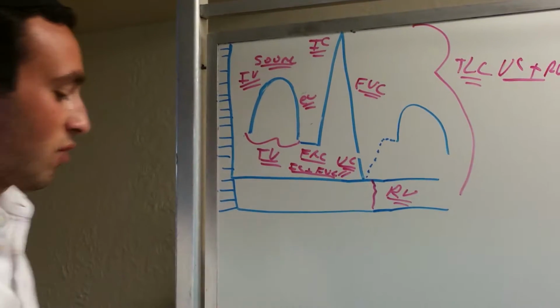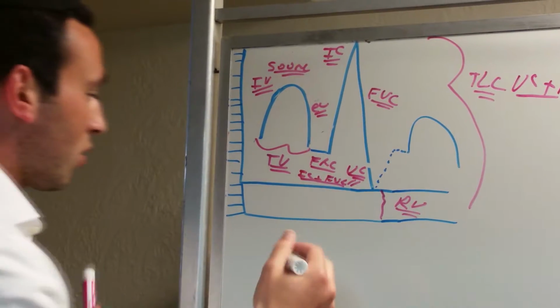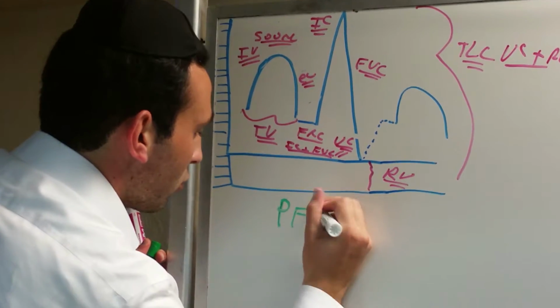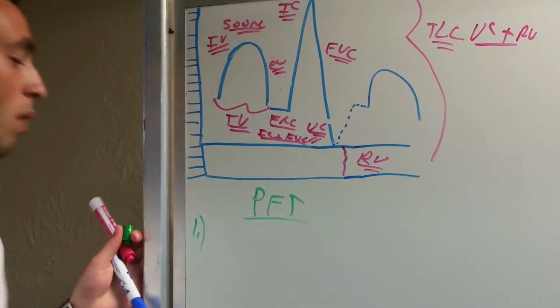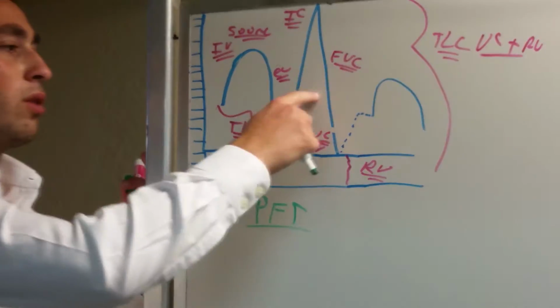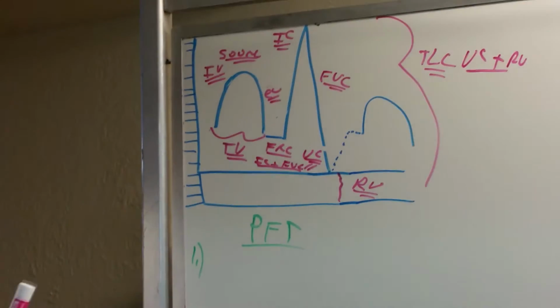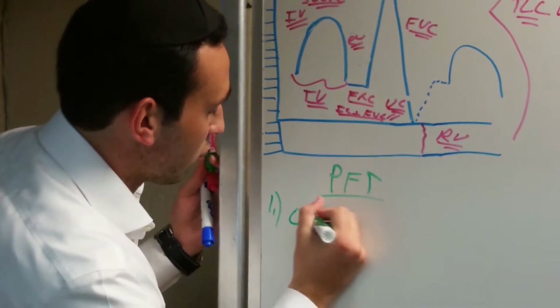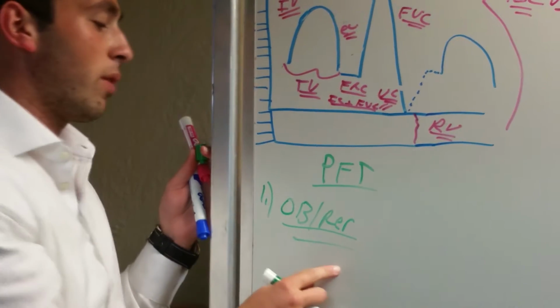Now that we understand this, we can discuss the different pulmonary function tests. First of all, you have to understand the purpose of the pulmonary function test. We do pulmonary function tests, also known as PFTs, primarily for three reasons. The first reason is that we want to understand the patient's different lung volumes. Also, we want to be able to differentiate between the different obstructive versus restrictive diseases. So that is the first reason why we do a pulmonary function test.